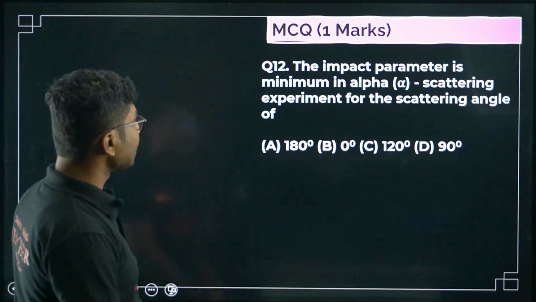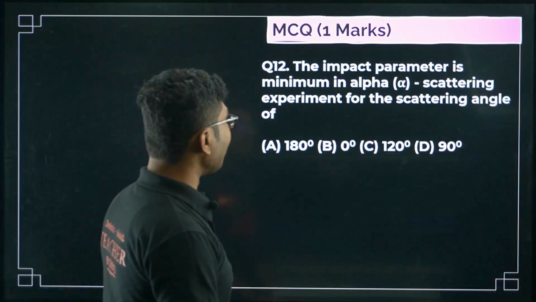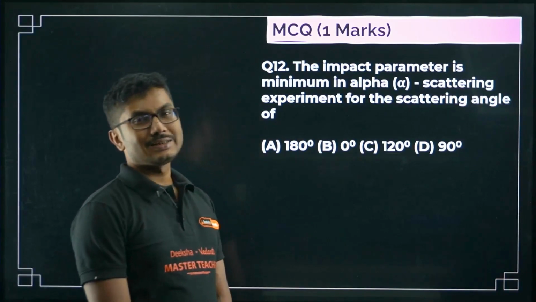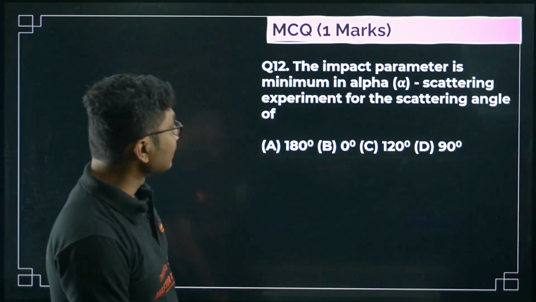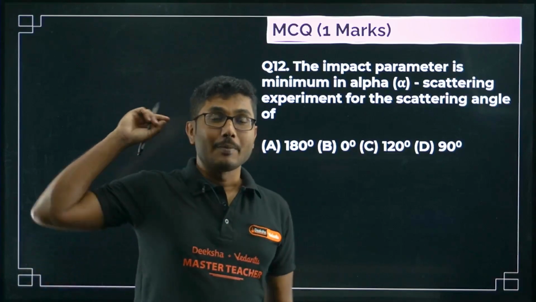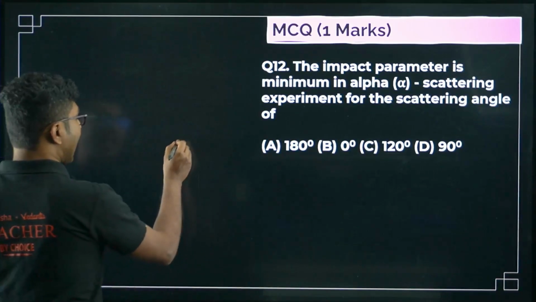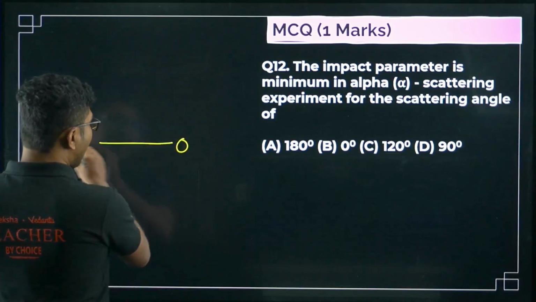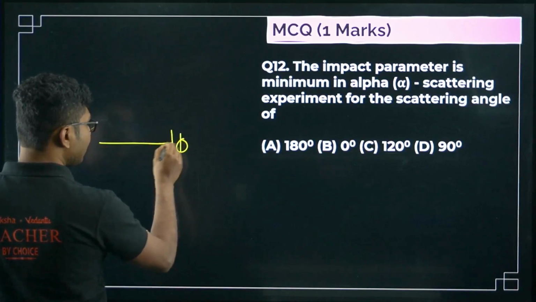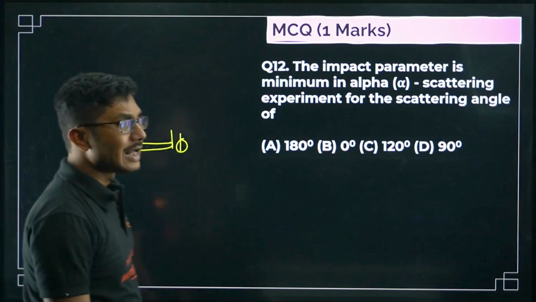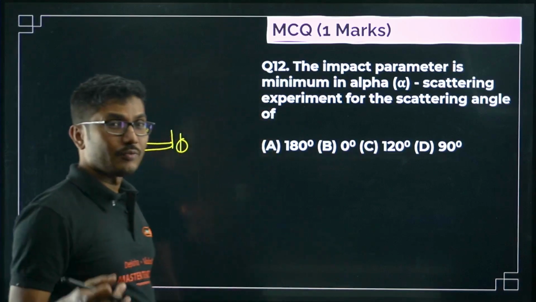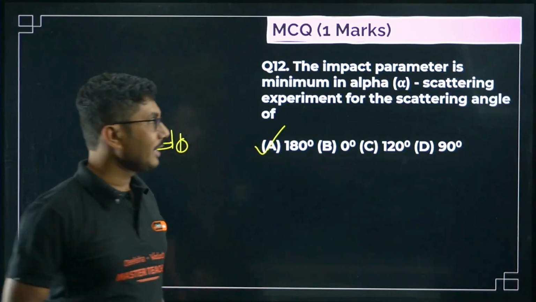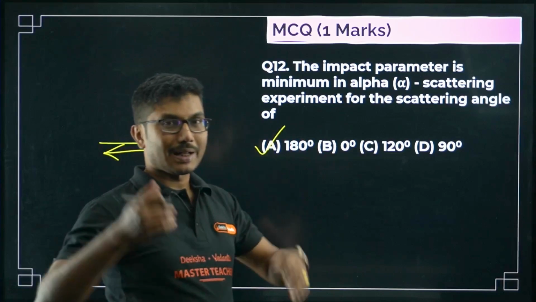Now let's move on to the next question. The impact parameter is minimum in the alpha scattering experiment for a scattering angle of what? Minimum means when it is going closest to the nucleus, right? Impact parameter minimum means it is going straight towards the nucleus, and after it reaches a certain distance, it reflects back directly. That gives you a scattering angle of 180 degrees. So for the scattering angle of 180 degrees the impact parameter will be minimum.